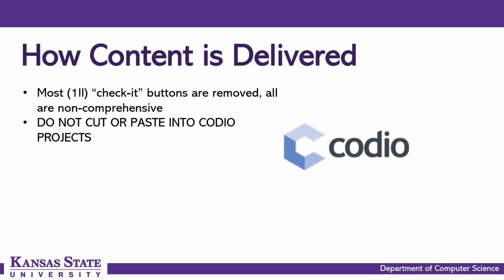We assume that you're already familiar with using Codio from previous semesters. The Codio structure remains the same, with one notable exception. I would like to draw your attention to a single change, the removal of the Check It button. If you happen to come across it, please be aware that it's no longer functional, so you shouldn't rely on it for assessment. Additionally, I'd like to emphasize that copying and pasting into Codio isn't advisable. It can lead to point deduction.